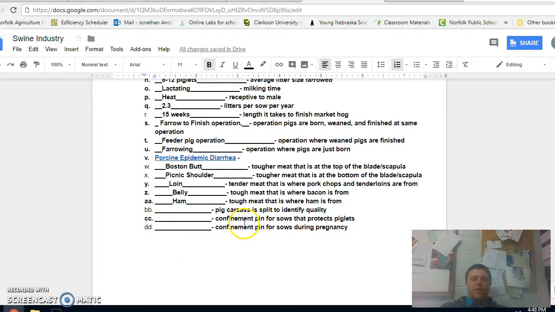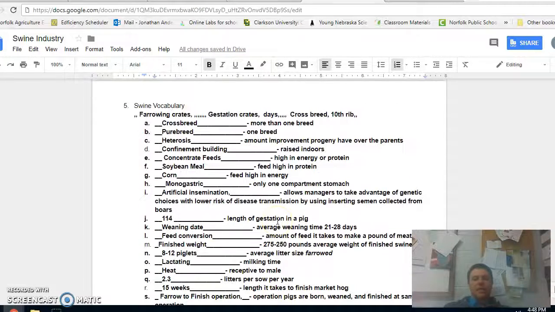We then have, just like in the cattle, where prime was the best, and then you had choice, which was the second best, and then select, which was the third best. In piggies, you have the same thing, and with our piggies, you judge that at the 10th rib.